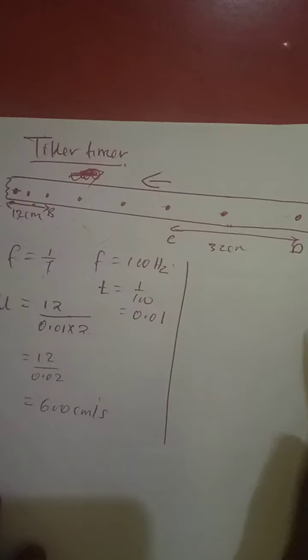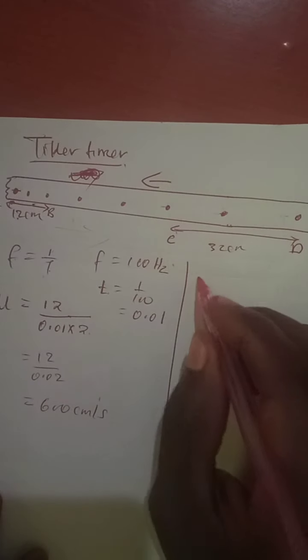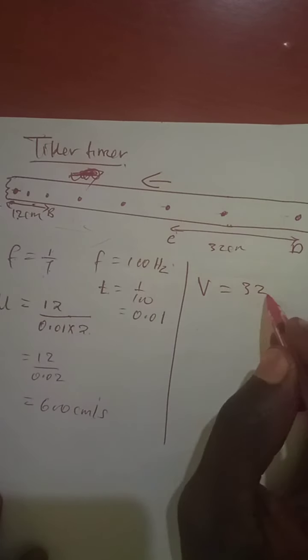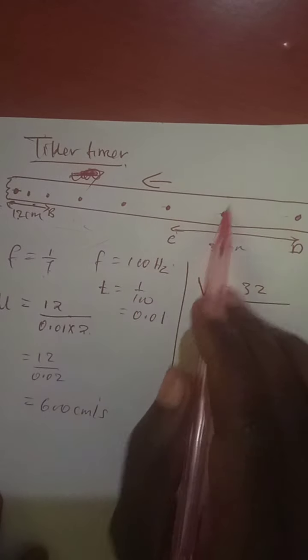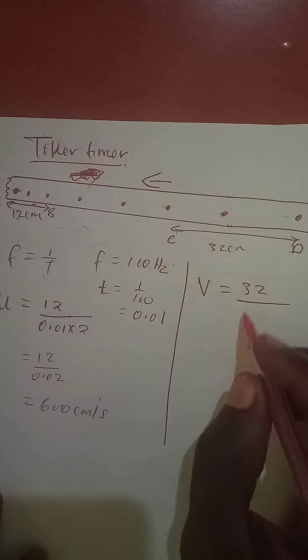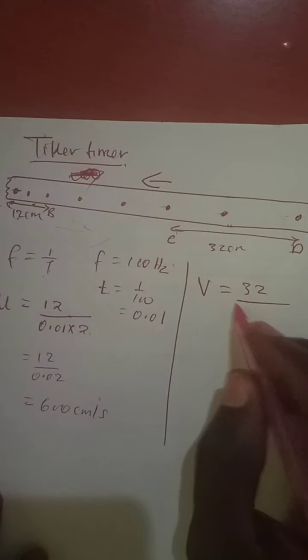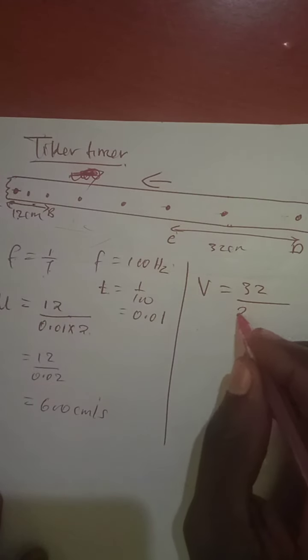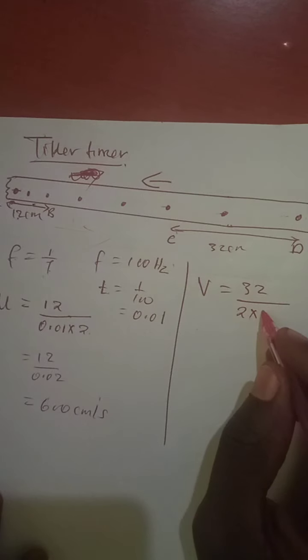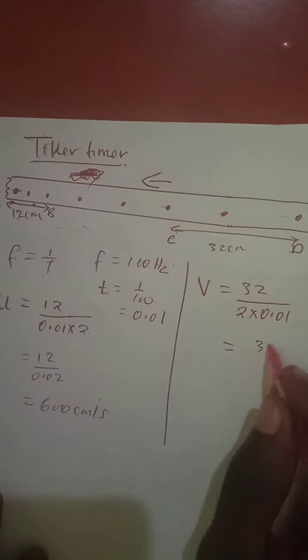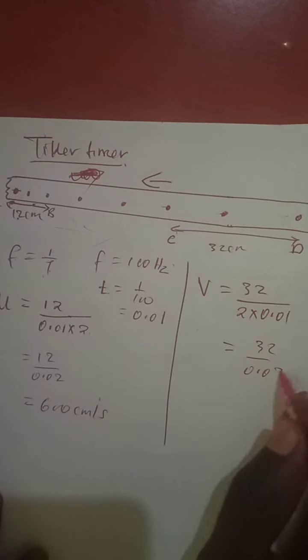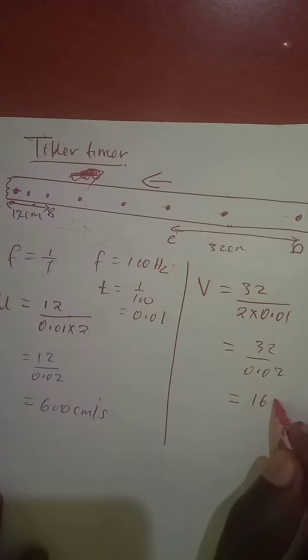Then final velocity is for this one. So the distance for final velocity is 32 centimeters, divided by time, which is 1 oscillation, 2 oscillations. It's still the same period or the same oscillations. So that is 2 times 0.01, and that gives you 32 divided by 0.02, which is 1,600 centimeters per second.